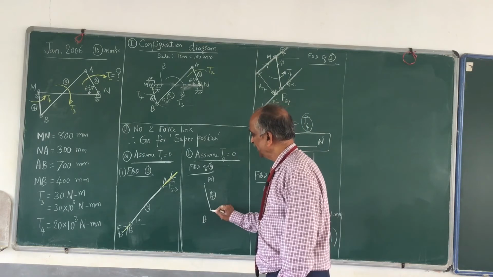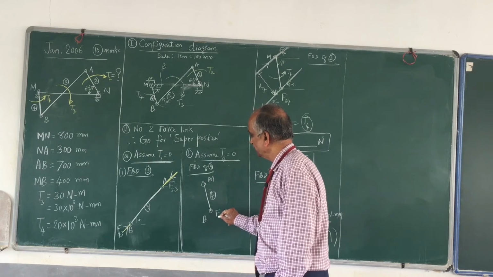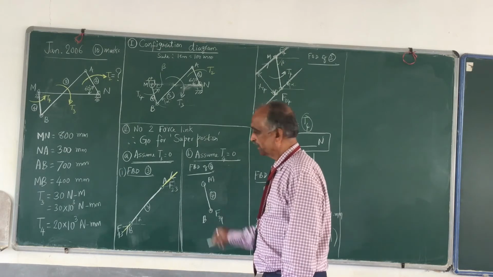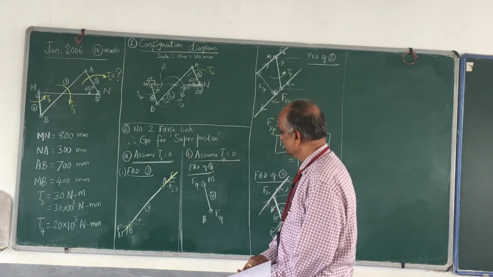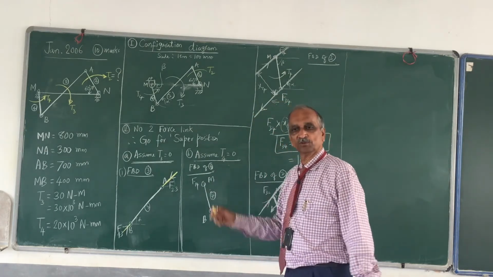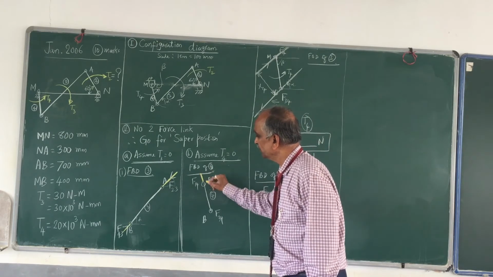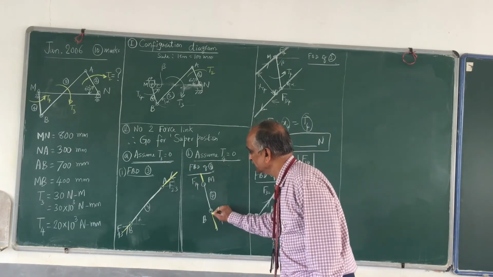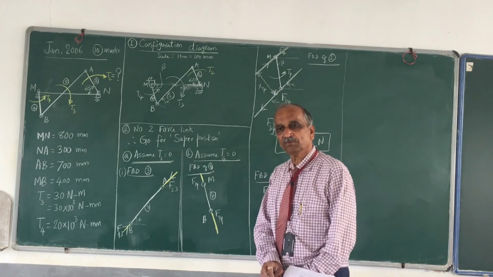Okay, at B, what do we have? You have a turning pair. What forces do you have? F3,4. And what do you have here? F1,4. These are the only two forces, you don't have anything else, and therefore the line of action of F1,4 is along this, and F3,4 also is along this. So you know the line of action of F3,4.